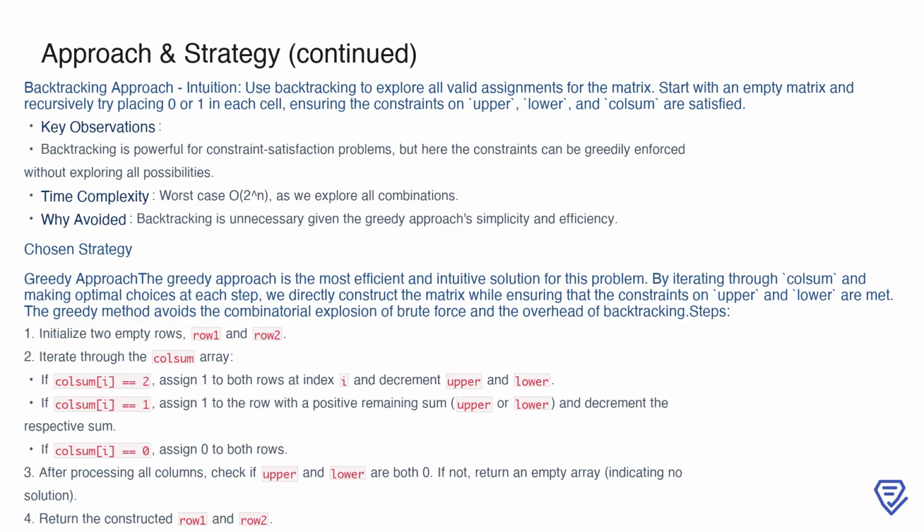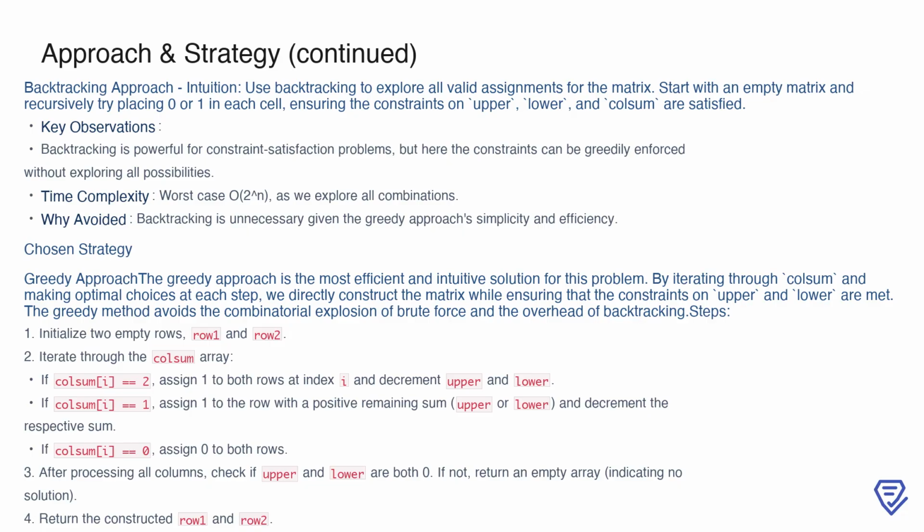Here, we would recursively explore all valid assignments for the matrix, starting with an empty configuration and placing zeros or ones in each cell while ensuring the constraints imposed by upper, lower, and colsum are met. This method is powerful in situations where constraints need to be dynamically enforced, but in this problem, the constraints can be resolved incrementally in a greedy fashion. The backtracking approach has a worst-case time complexity of O(2^n), as it explores all potential combinations, making it slower than the greedy method. Given that the greedy approach is both simpler and more efficient, backtracking is unnecessary here.